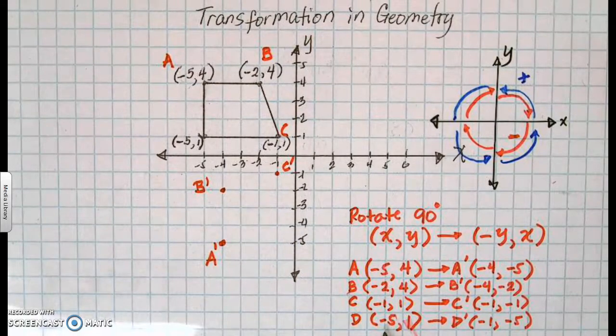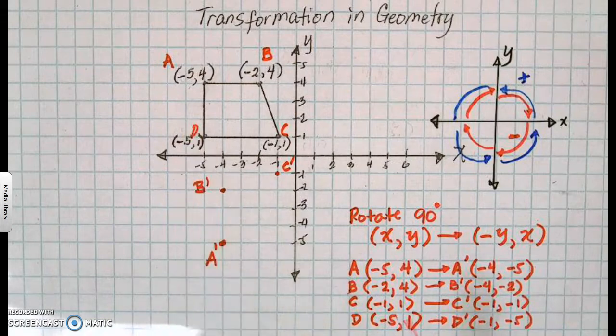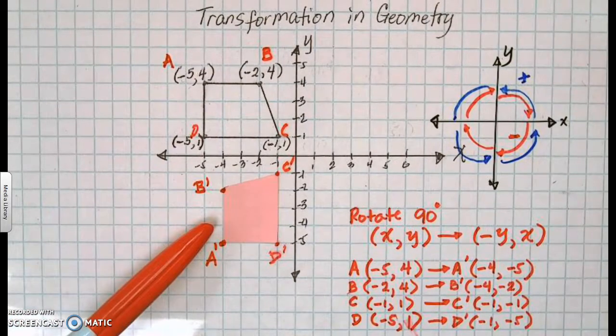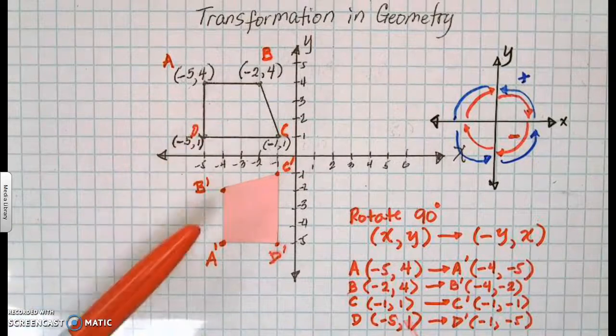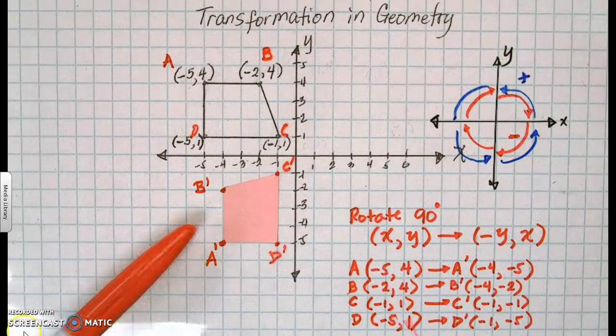So our last point is point D, which is right here. And this is going to be (negative 5, 1), and will be changed into our D prime, which is (negative 1, negative 5), located right here. So this is going to be our D prime. So this now is the rotated figure. This would look like this if it's been rotated positive 90 degrees about the origin.